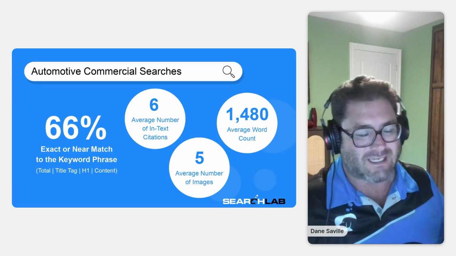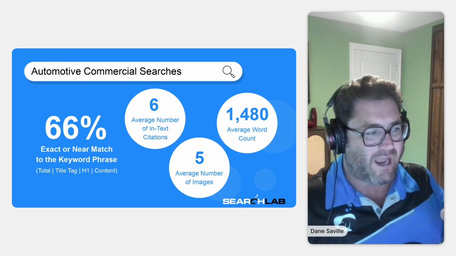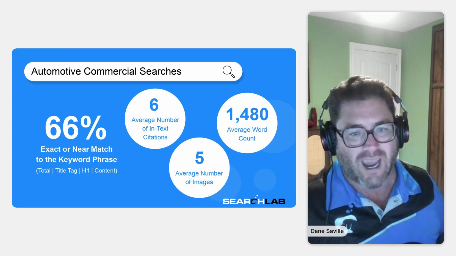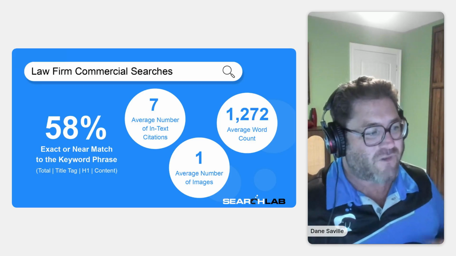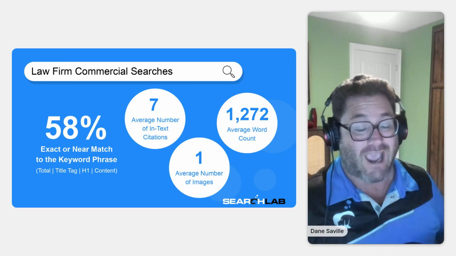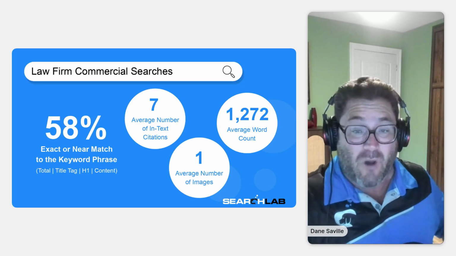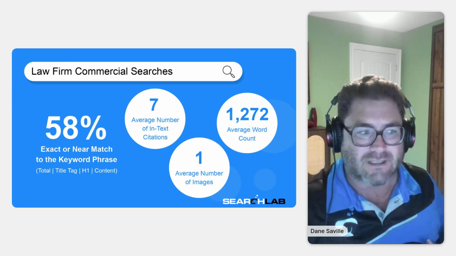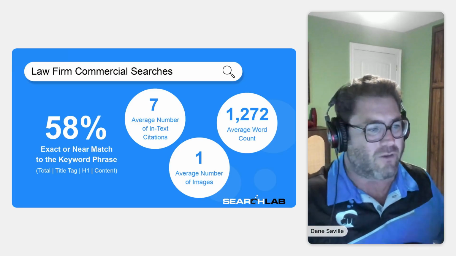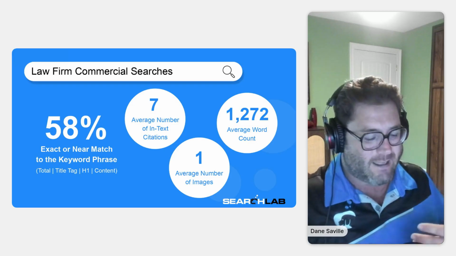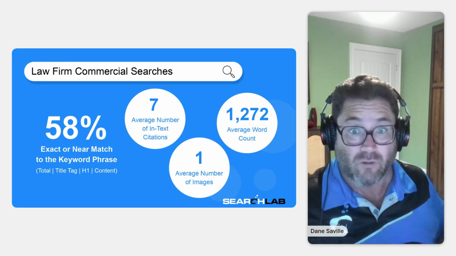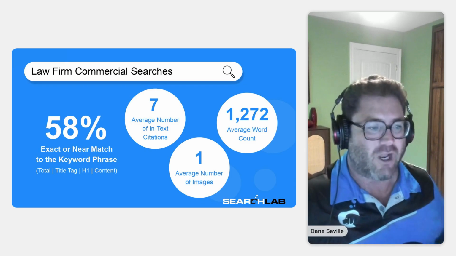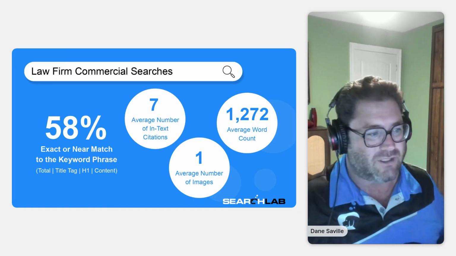Automotive commercial searches: 66% had an exact or near match in either the title tag, H1, and/or content. 6 average in-text citations, 5 images on average, 1,480 word count, as opposed to law firms: 58%, 7 in-text citations, average of 1 image, right? Automotive is going to be a much more visually based industry, right? Looking at interior, understanding dimensions, different elements, colors that vehicles come in. So there are going to be much more visually based returns than with legal. And then 1,272 average word count. So again, still seeing a very robust need for information on the page for being selected as those citations.